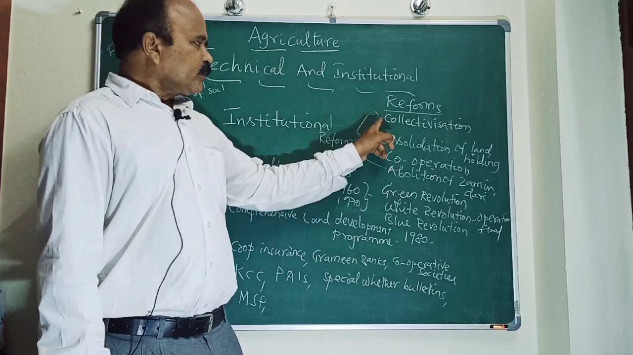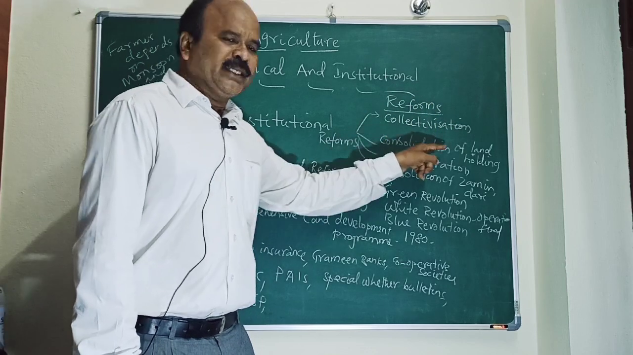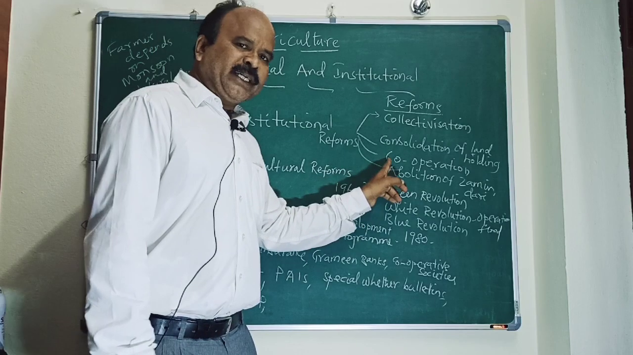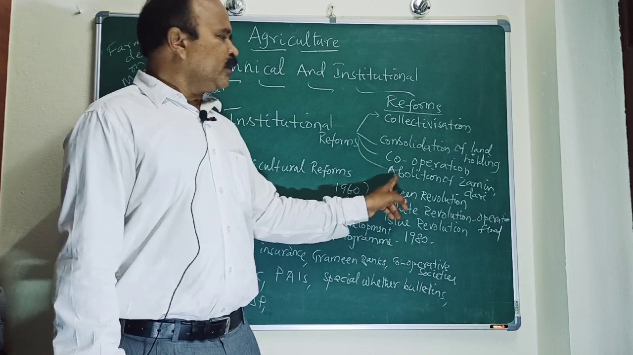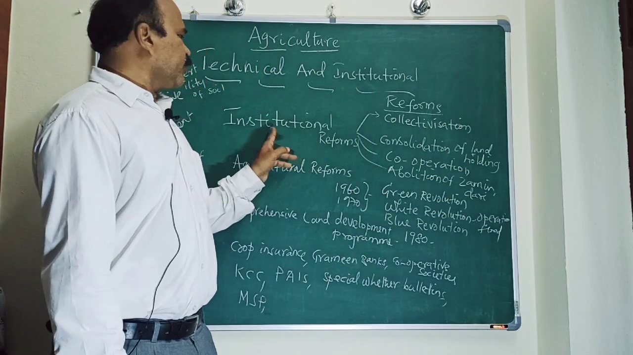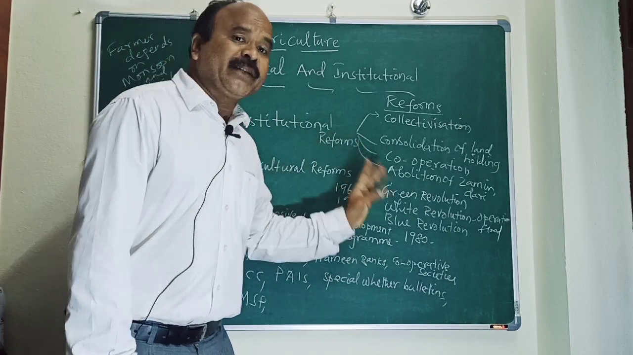What are they? Collectivization, that means collective farming; consolidation of land holding, making larger farms; cooperative societies and other things being formed; then abolition of the Zamindari system. So these were the reforms which were called institutional reforms. They are also called land reforms.